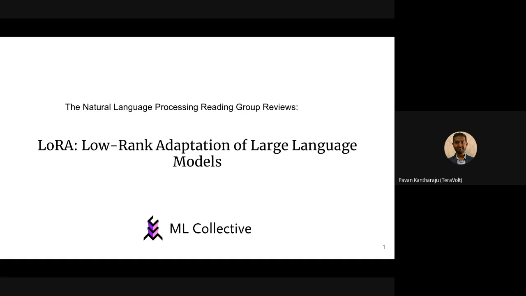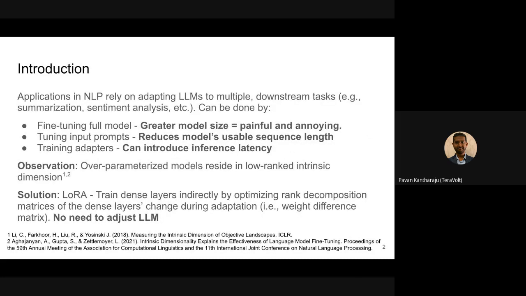This is a presentation on LoRA, also called low-rank adaptation of large language models. So just to briefly start, an introduction and motivation for this. Applications in NLP rely on adapting large language models to multiple downstream tasks, for example generation or summarization. You could have graphic text generation and so on. And for natural language understanding, you have sentiment analysis as well.